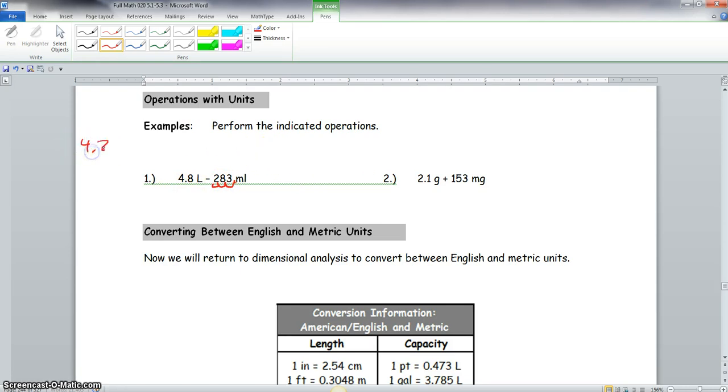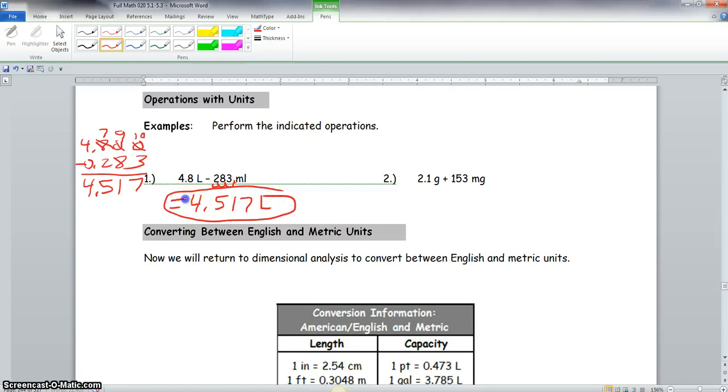We have 4.8 minus 0.283. We can add our zeros here. Now we know this would be a 10, this would be a 9, and this 8 will become 7. 10 minus 3 is 7, 9 minus 8 is 1, 7 minus 2 is 5, bring down your decimal, and 4 minus 0 is 4. So your answer here will be 4.517, and it'll be liters because we converted everything to liters.